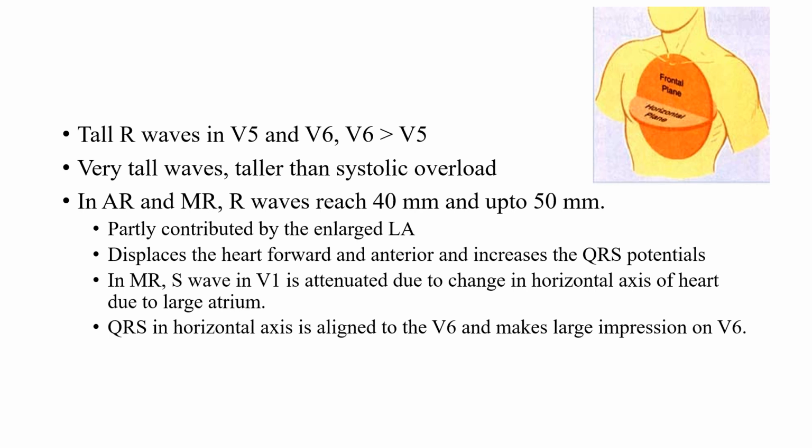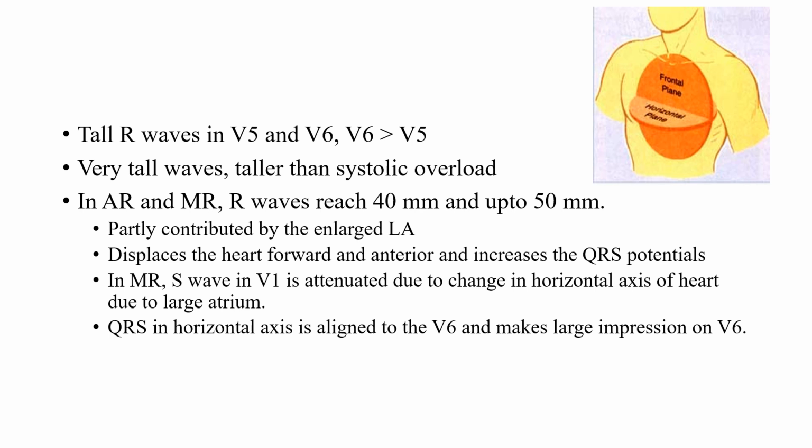So here what we see is tall R waves in V5 and V6, and usually V6 is taller than V5. Okay? And the QRS complexes will be very tall, even taller than in a systolic overload condition. The other thing we discussed is that it is a diastolic overload condition, so it will affect more the initial part of the QRS, that is the initial small Q and R. So fewer changes in the ST segments are seen. And since it is a volume overload, the QRS complexes will be taller than those seen in a systolic overload condition.